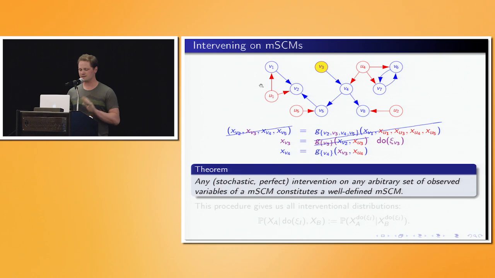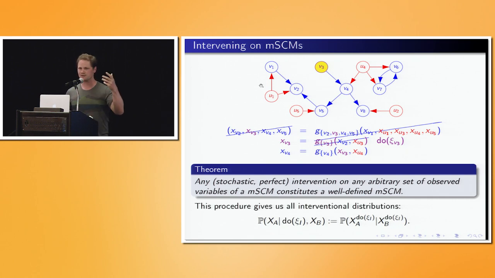And another theorem says we can do this. Everything is well defined and still a modular structural causal model. And this procedure allows us to define all interventional distributions like Pearl did in his book. So we can do this also with cycles and latent confounders, nonlinear. So this is new, but it's still really well defined.